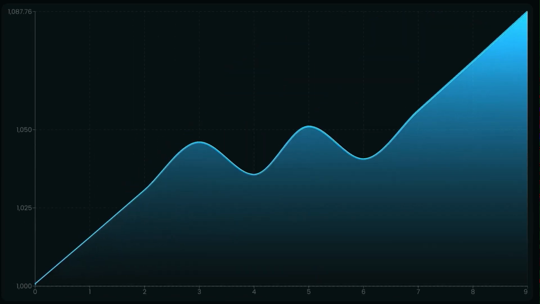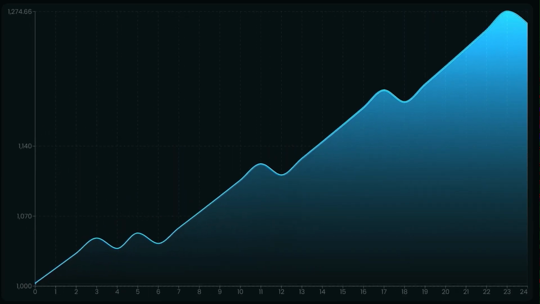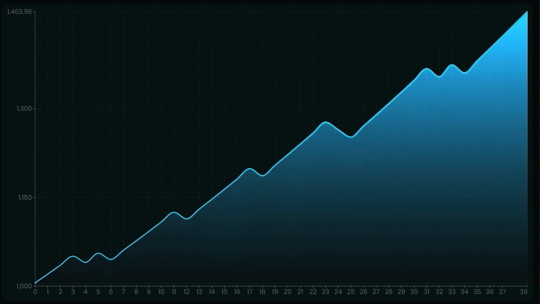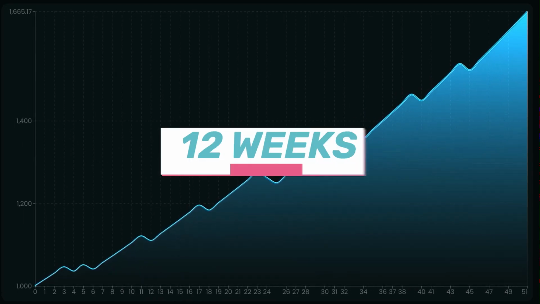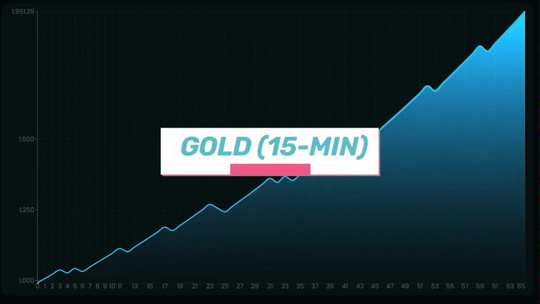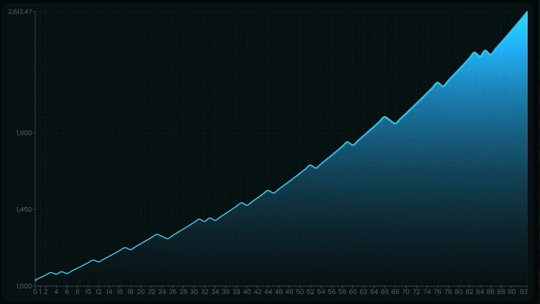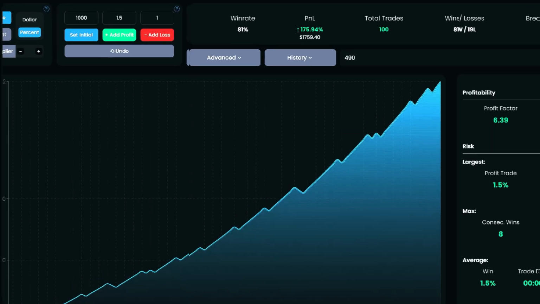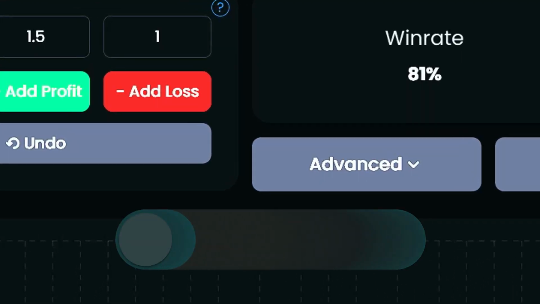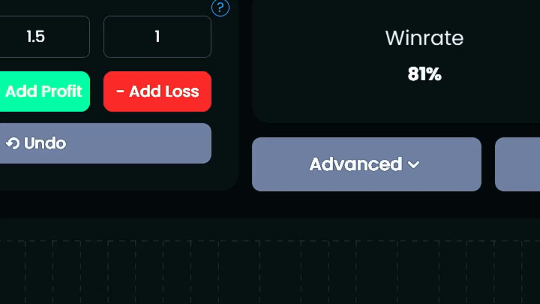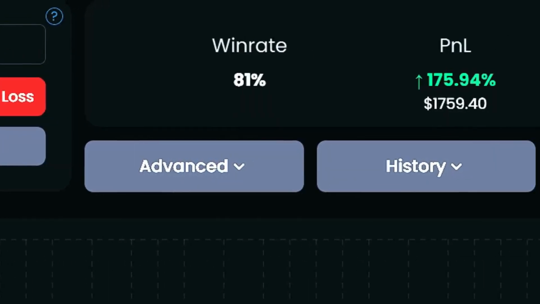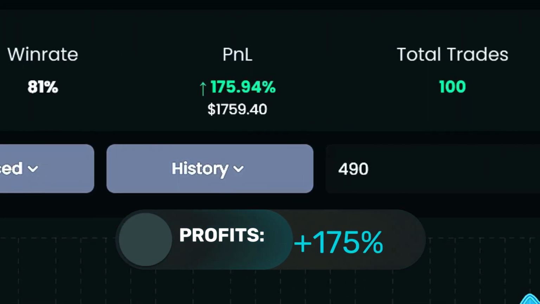But before you move on, let's take a moment to explore the backtesting results. We conducted the backtest spanning 12 weeks on the gold 15-minute time frame, executing 100 trades using this strategy. The outcomes were truly impressive. We achieved an outstanding win rate of 81%, which is remarkably high and quite encouraging. The accumulated profit during this period soared to an incredible 175%.